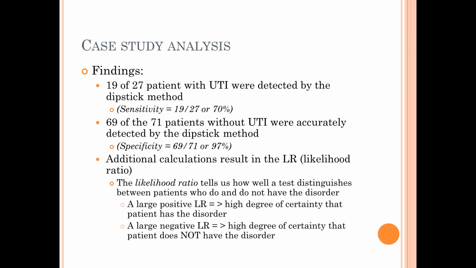And now with the ones that had the urinary, so 69 of the patients without UTIs were accurately detected by the dipstick method. While, let me read that first one. 19 of 27 with UTIs were detected by the dipstick method. Okay, and 69 of the 71 without UTIs were, okay. Additional calculations involve the likelihood ratio. The likelihood ratio tells us how well a test distinguishes between patients who do and do not have a disorder. So a large positive LR is a high degree of certainty that the patient has the disorder. A large negative LR, high degree of certainty that the patient does not have the disorder.